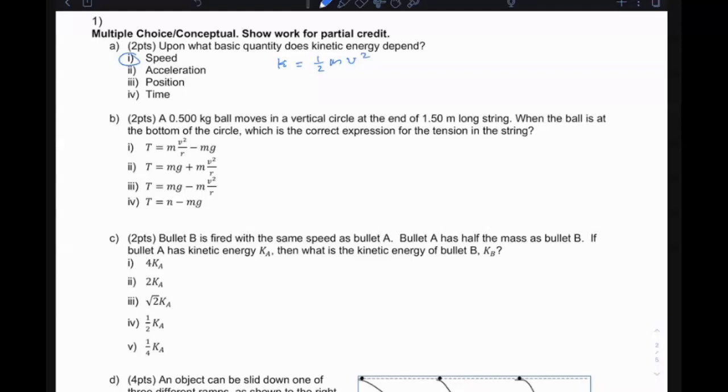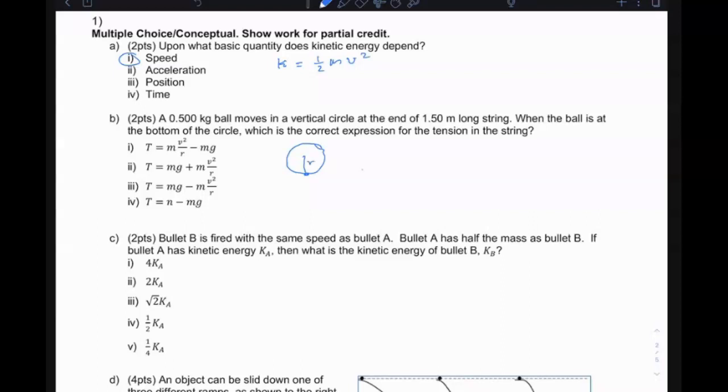Part B, a .500 kilogram ball moves in a vertical circle at the end of a 1.50 meter long string. When the ball is at the bottom of the circle, which is the correct expression for the tension in the string? So if we draw a figure of what's happening here, we have the ball at the bottom. It's rotating in this vertical circle at a radius r from the center.